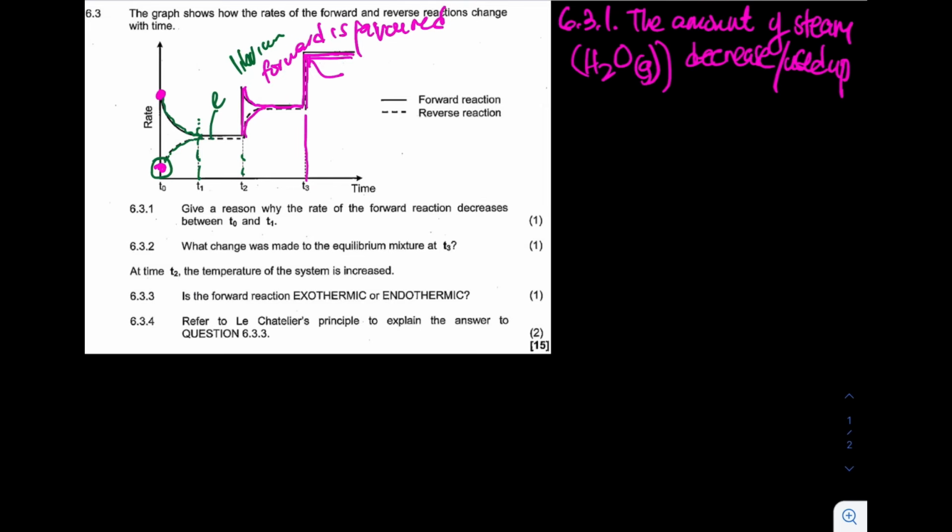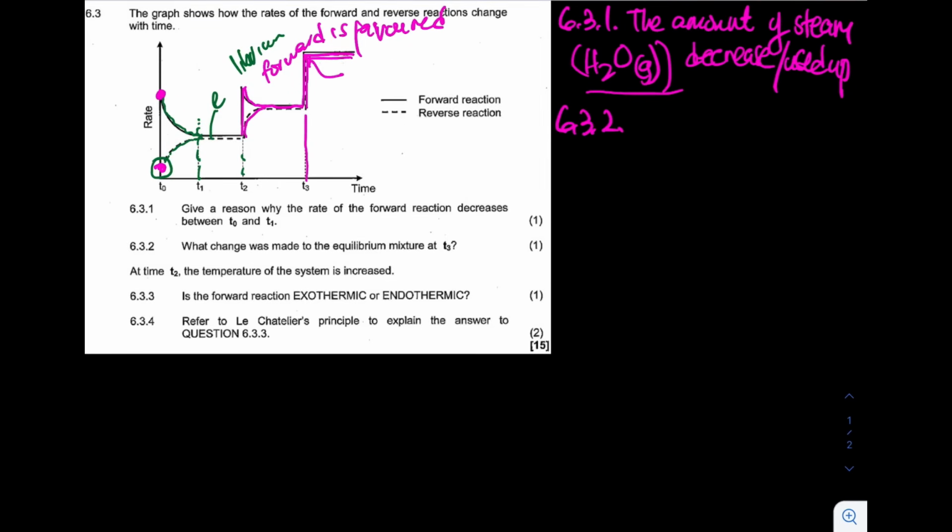As the reaction progresses, the reactants decrease, which in this case is the steam. So the concentration or the amount of the steam is used up or decreases, and the product is formed, right? Let's leave it that way.